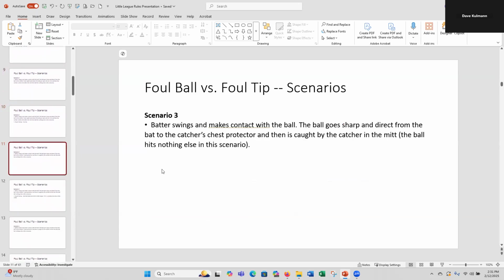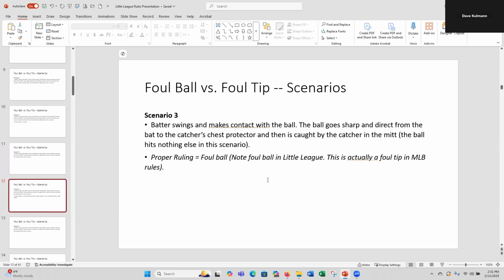Scenario three: the batter swings and makes contact with the ball. The ball goes sharp and direct from the bat to the catcher's chest protector and then is caught by the catcher in the mitt. The ball hits nothing else in this scenario. So it goes from the bat to the chest protector of the catcher. It does not hit the glove or the hands. That's a foul ball in Little League. Now, if we're playing under Major League Baseball rules, that's actually different because they changed their rules. But in Little League, which we play under, that will be a foul ball.